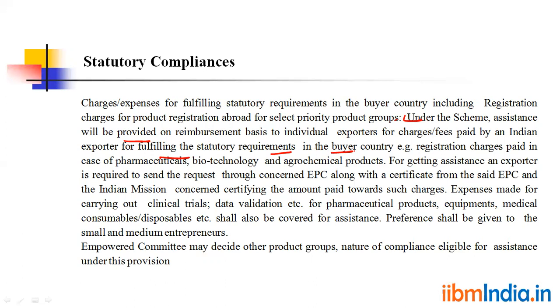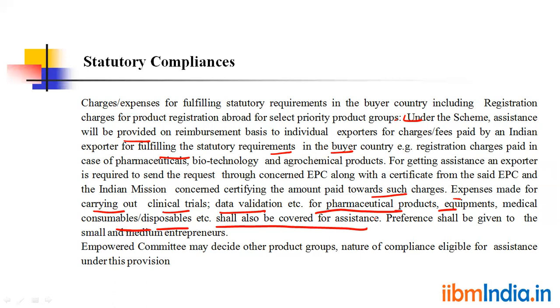For example, registration charges paid in the case of pharmaceuticals, biotechnology, agrochemical products. For getting assistance, an exporter is required to send the request through the concerned EPC, along with a certificate from the state EPC and the Indian mission concerned certifying the amount paid towards such charges. Expenses made for carrying out clinical trials, data validation for pharmaceutical products, equipment, medical consumables, and disposables shall also be covered for assistance. Preference shall be given to small and medium entrepreneurs. Empowered committees may decide other product groups and the nature of compliances eligible for assistance under these provisions.